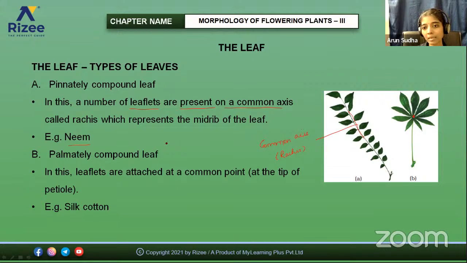So this is the pinnately compound and palmately compound leaf. I hope you are clear, right? So here a number of leaflets are present on a common axis, but here the leaflets are attached to a common point. So okay.